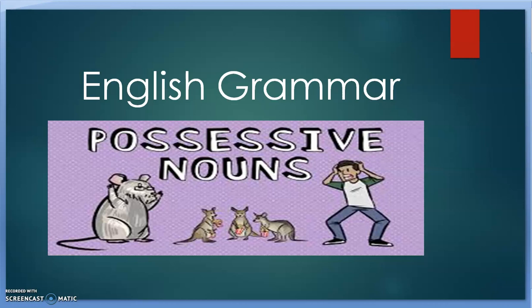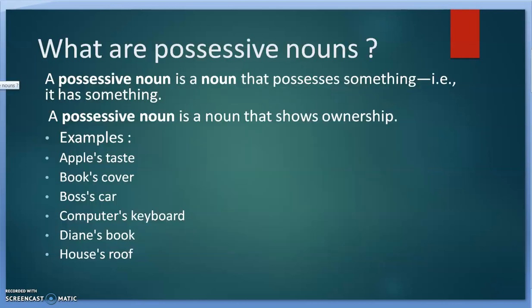Today, as you can see on your screens, we are going to discuss possessive nouns. First of all, let us see what possessive nouns are. A possessive noun is a noun that possesses something, that is, it has something. Or we can say a possessive noun is a noun that shows ownership.